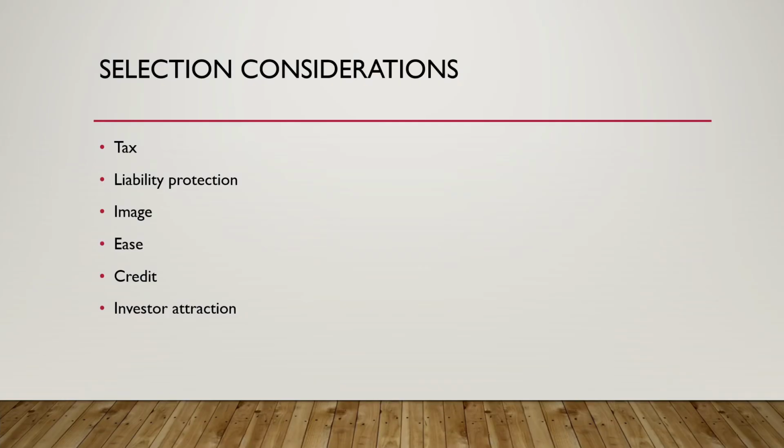How do we choose? What are the selection considerations? Well, obviously tax. I've hit on tax a bunch. Liability protection. Image. Some of these more sophisticated LLCs or corporations, when you've got all of your books and everything prepared in a sophisticated manner, it does help with the image of the company. Ease of creation. You may want something that's very easy to create. You may be looking for credit. You may be looking to attract investors.